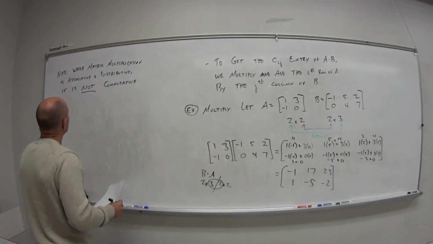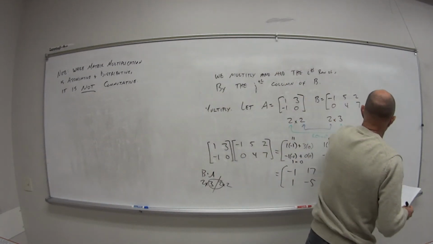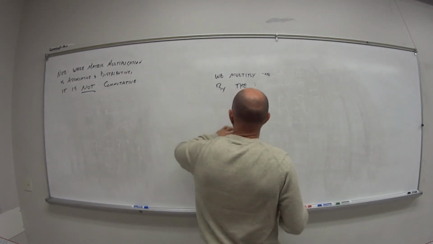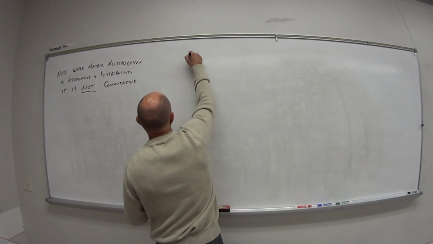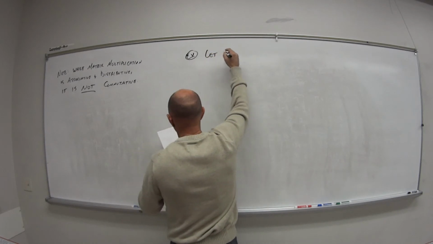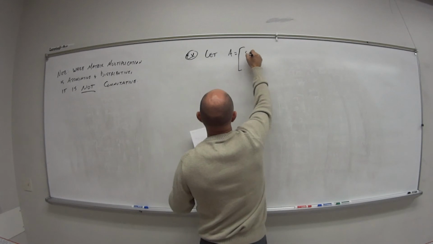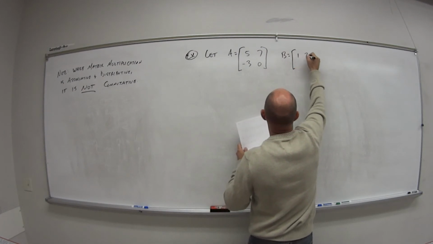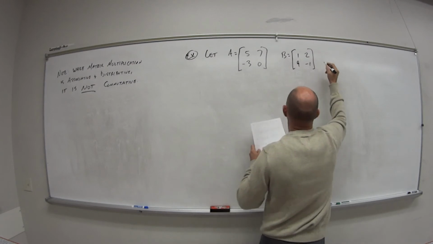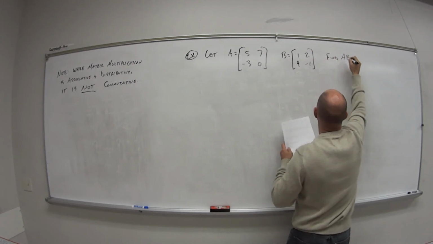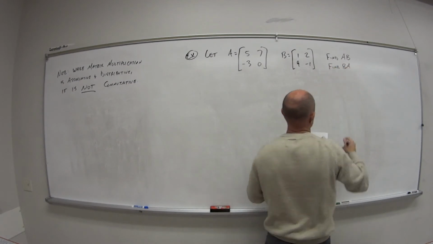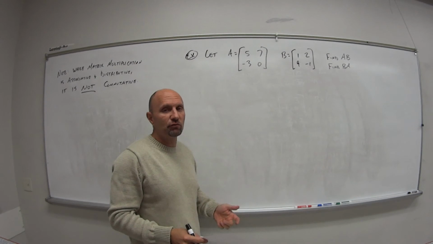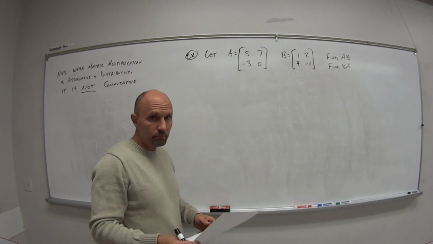So, let's look at another example. Let me have you guys try this. So let A equal 5, 7, negative 3, 0. Let B equal 1, 2, 9, negative 1. So find A times B and find B times A if you can. So go ahead, hit pause, try to calculate these values or these matrices, come on back, see if you got the right answer. All right, welcome back.